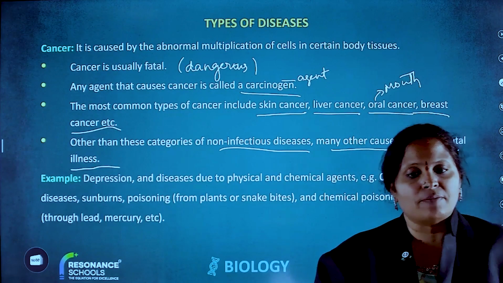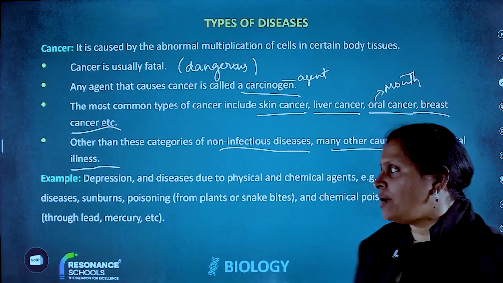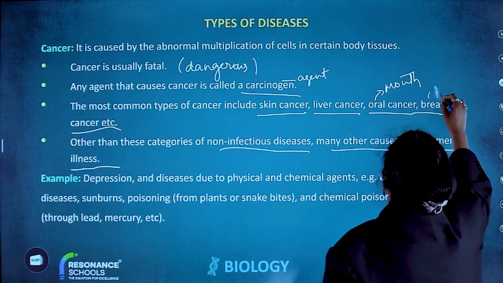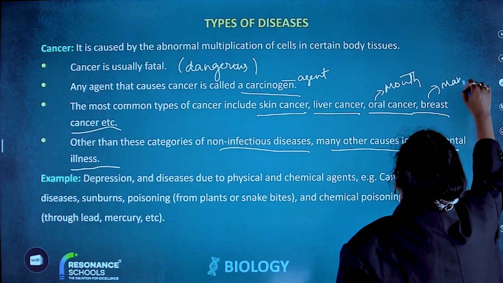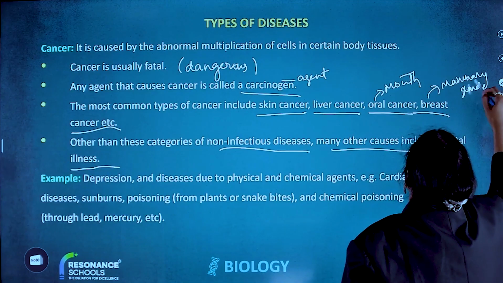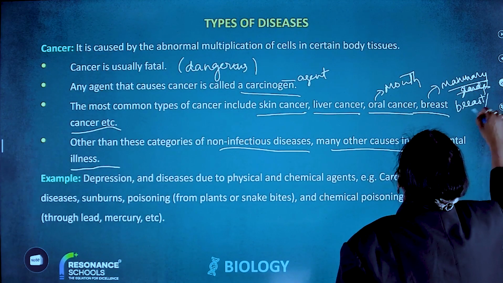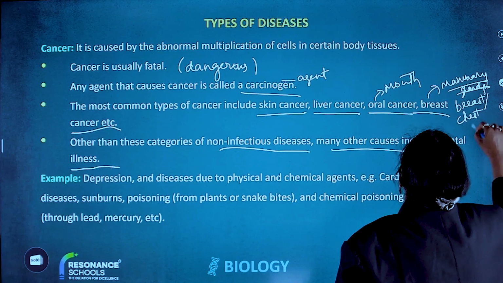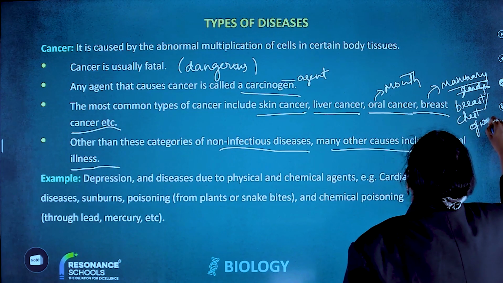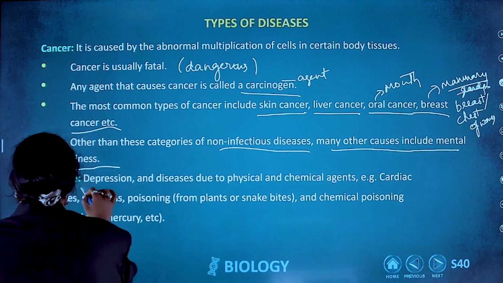Yes, someone is asking what is breast cancer. Breast cancer is nothing but the cancer which occurs in our mammary glands, the breast. Mammary glands of the woman, or we can say the chest of the woman. This is especially for women. So that is breast cancer. Example for mental illness: depression.